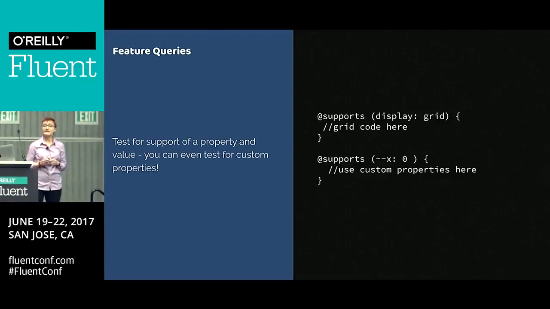Feature queries test for a property and value. We say @supports, just like a media query, and then, for instance, for grid layout, you'd say display: grid. But you could also look for any property, really. If you knew a browser only supported a subset of properties inside a spec, you could look for something very specific. Interestingly, you can also use them to test for custom properties. If you chuck in a custom property and test for that, and it resolves true, then you know you're safe to use custom properties, CSS variables, which is really useful as well.